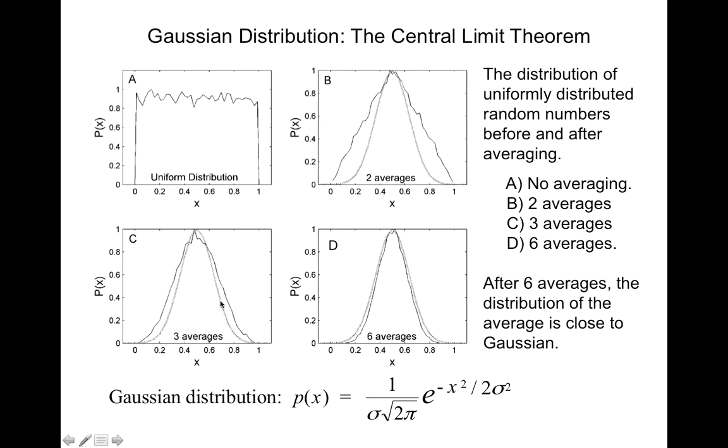So if you then take more and more averages, you notice that the rough looking curve becomes smoother and smoother. And by the time you've averaged 6 of these uniform distributions, your curve is starting to look very much like your Gaussian distribution.